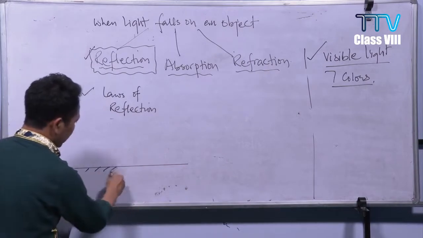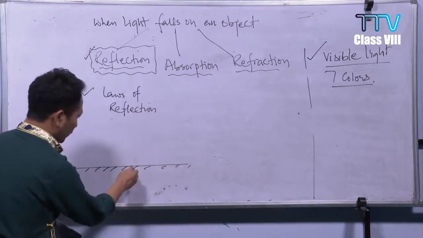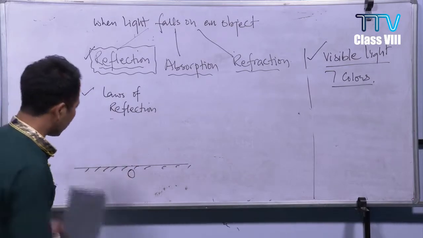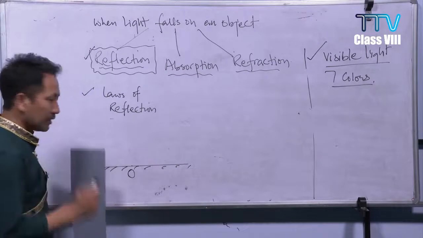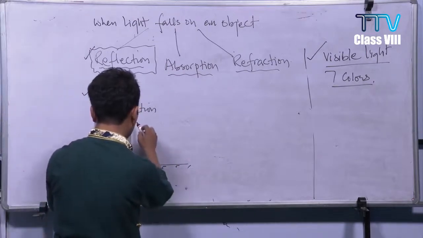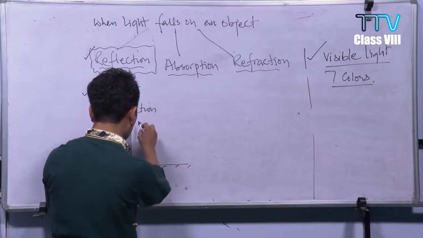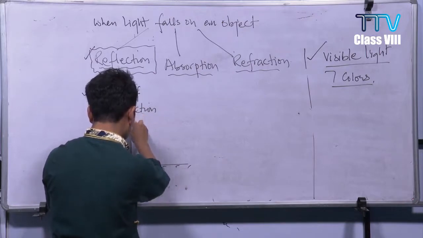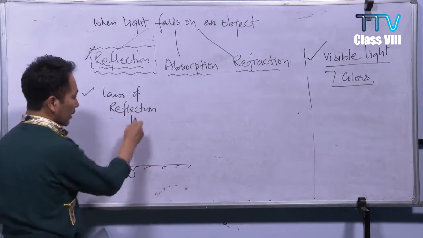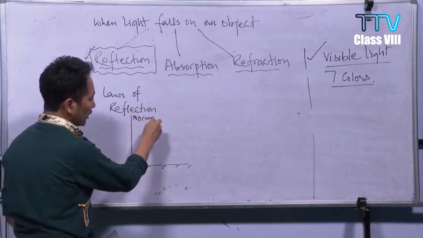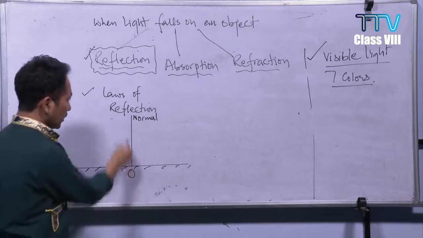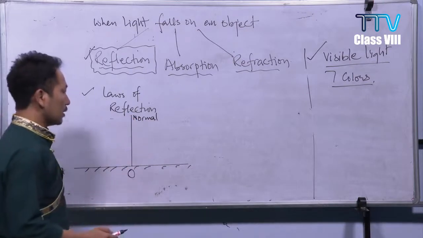This is the reflecting surface, and I've chosen a point of incidence. Let's say this is the point of incidence, and I marked it as point O. At that point of incidence, I draw a perpendicular line, roughly. Let's say this is the perpendicular line, and this would be the normal. The line that is drawn perpendicular at the point of incidence is called the normal.